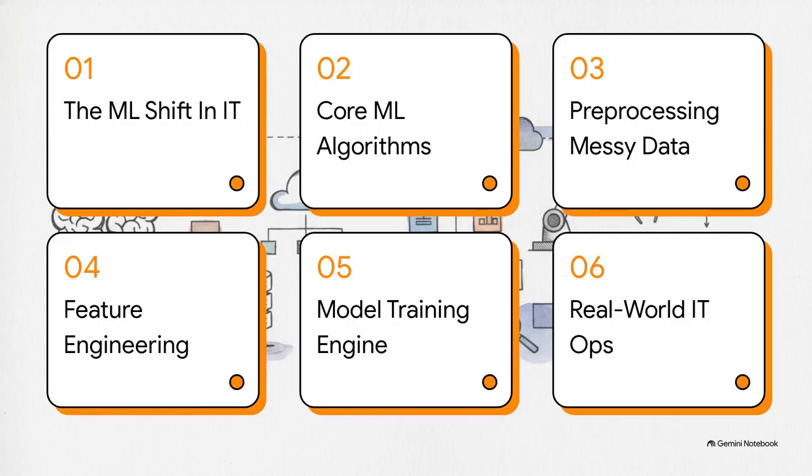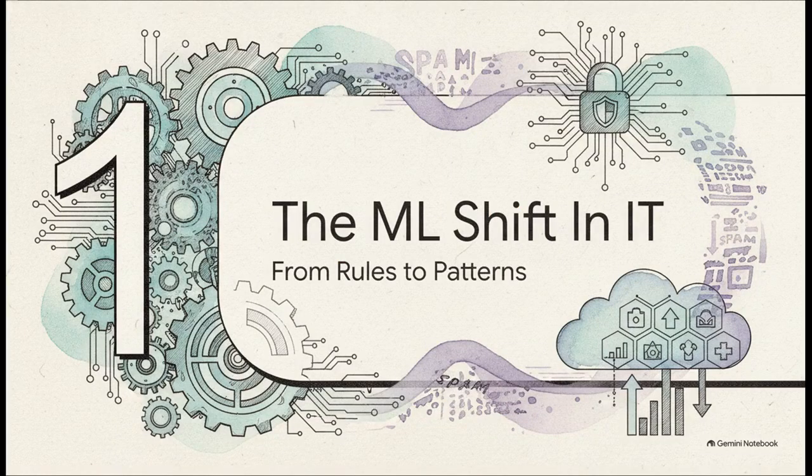Okay, here's our Chapter 6 roadmap. Think of it like walking through an IT factory pipeline. We've got the ML shift in IT, core algorithms, pre-processing messy data, feature engineering for scale, the model training engine, and finally, real-world IT operations. Let's jump in. Section 1. The ML shift in IT.